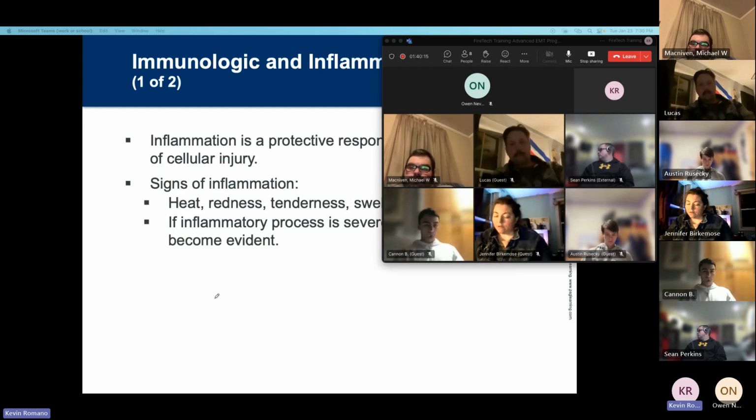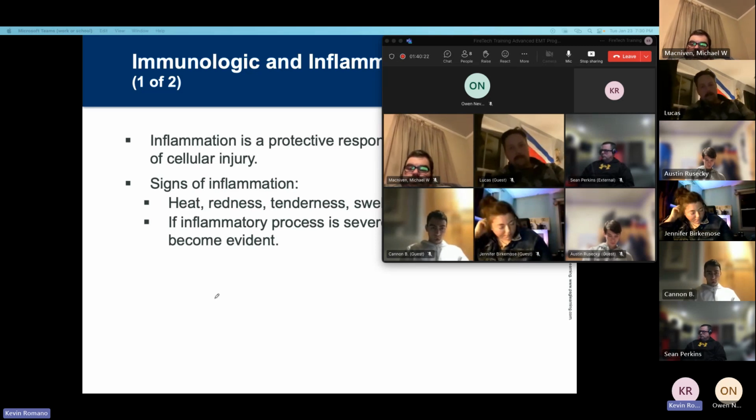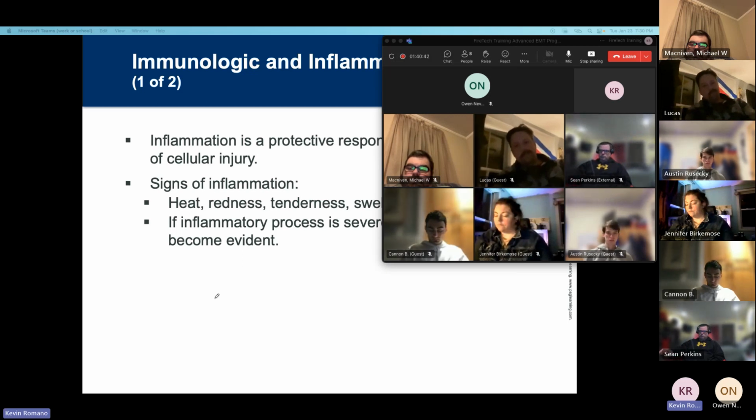Immunologic and inflammatory injury. Inflammation is a protective response occurring in the presence of cellular injury. Right? Inflammation is good. It helps protect. This can be triggered by a physical, chemical, or microbiologic agent. Signs of inflammation are heat, redness, tenderness, swelling, and pain. If the inflammatory process is severe, systemic effects become evident. So a person feels ill and their body temperature becomes elevated.